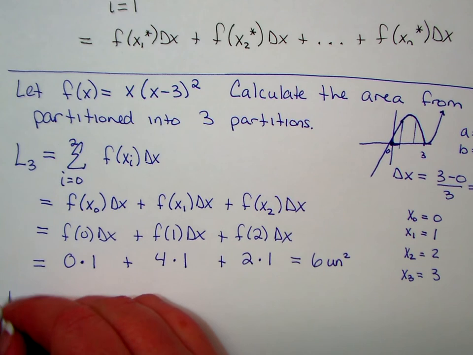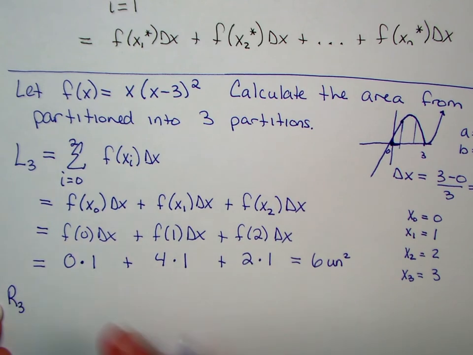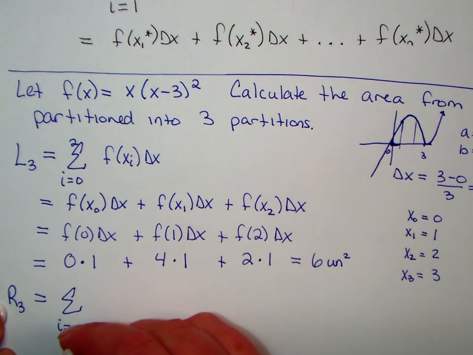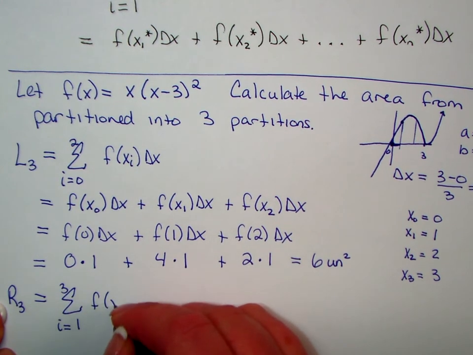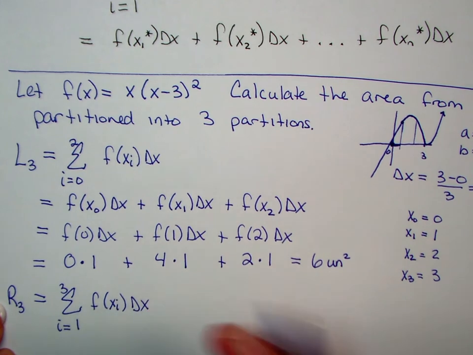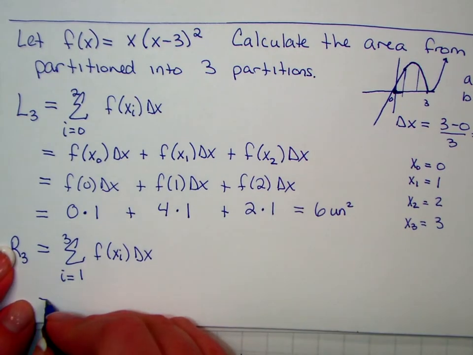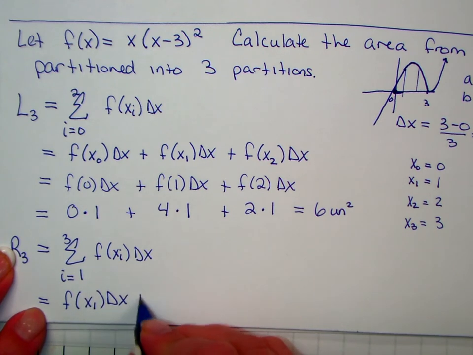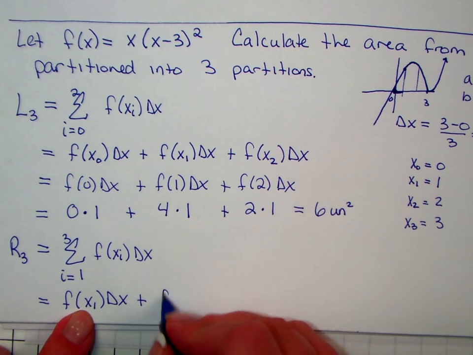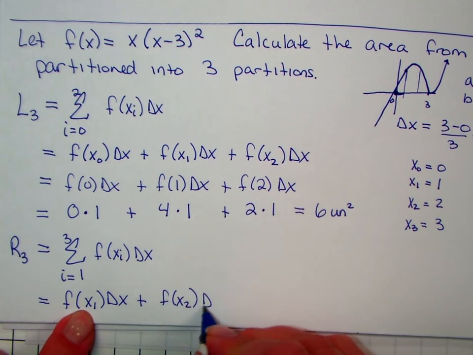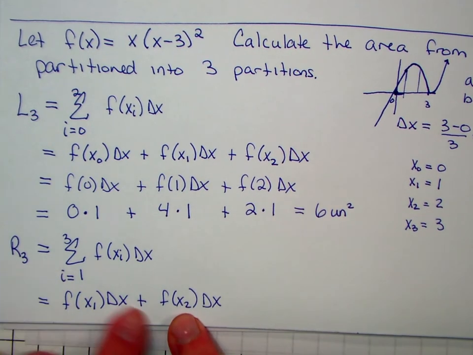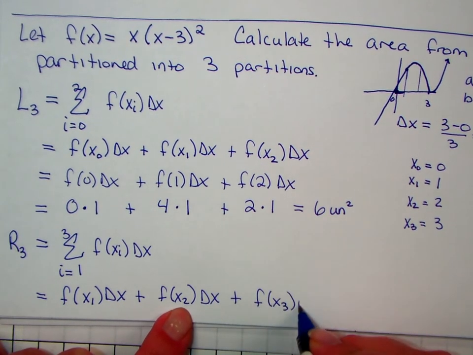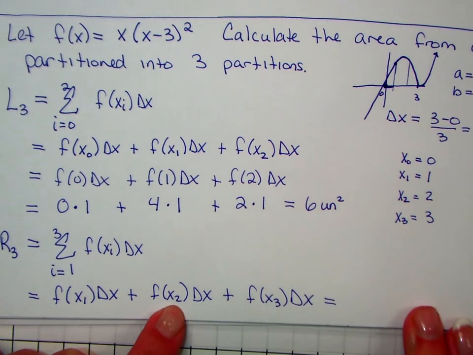Let's go ahead and do our right-hand endpoint, right? So R sub 3. This time, our summation is going to start at 1 and end at 3. So we're going to do the function value at x of 1 times delta x. And then we're going to increase the index by 1 and do the function value at x of 2 times delta x, and we're still not to the end, so we're going to increase the index by 1 more and do x of 3 times delta x, right?